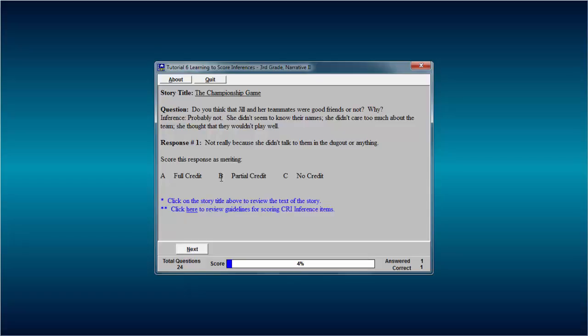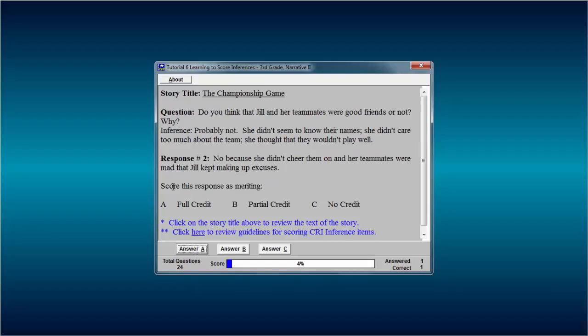So we scored the first one. Now we click Next. Here is our second response. "No, because she didn't cheer them on, and her teammates were mad that Jill kept making up excuses." This is an interesting response. Why?